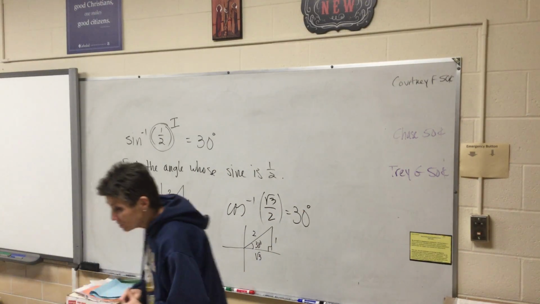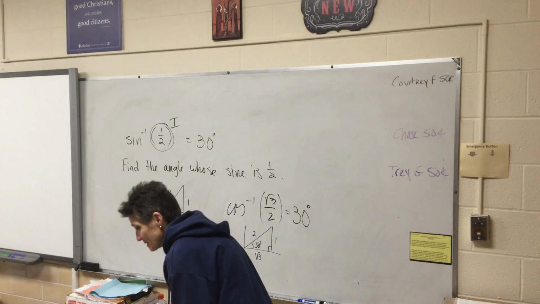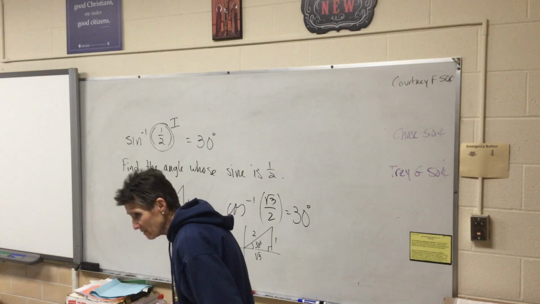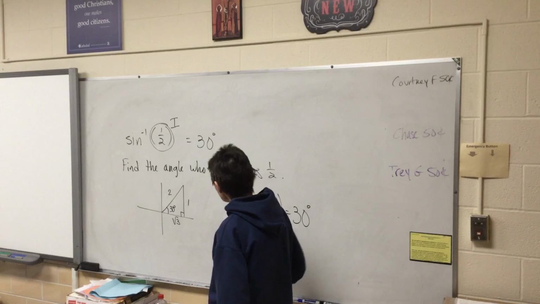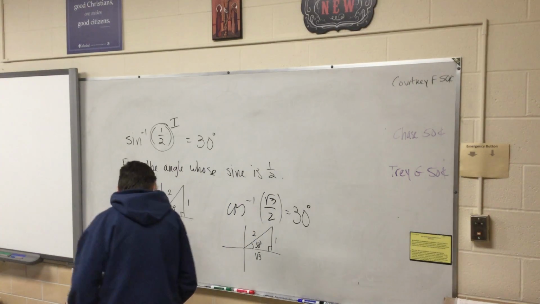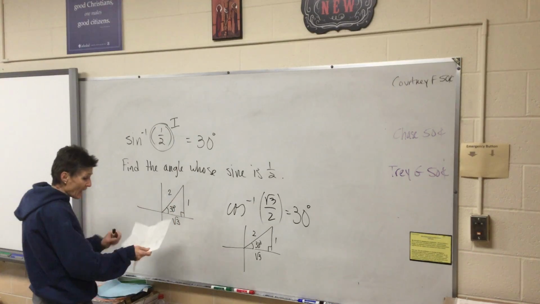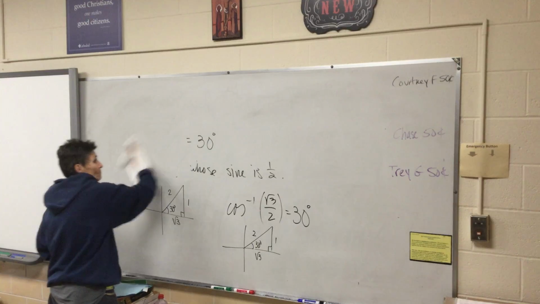Now, I don't want you getting freaked out. Remember, we don't have many options. We have 30 and 60 and 45, right? So it doesn't bother me at all that I got the same answer for these two problems. I'm going to get that answer a lot. So that just happens. All right, let's try the next one.